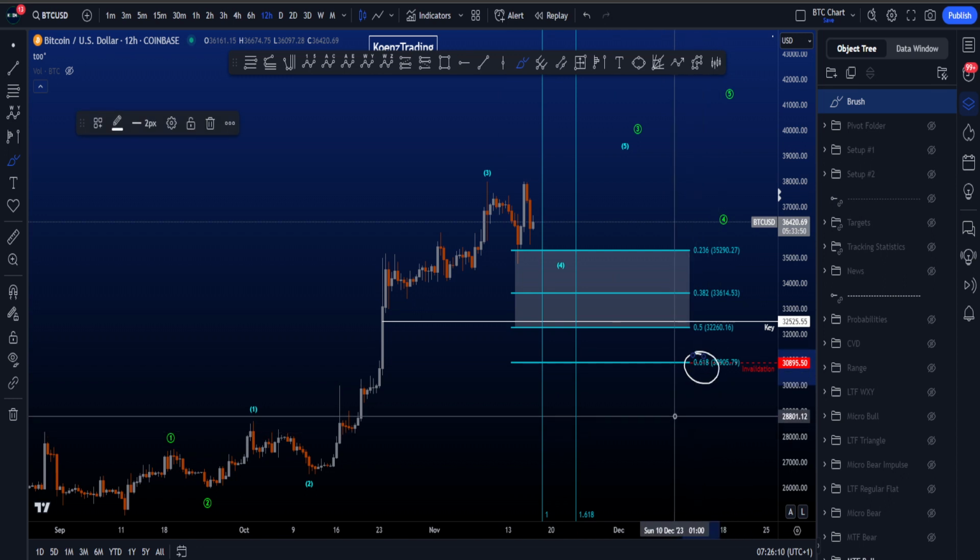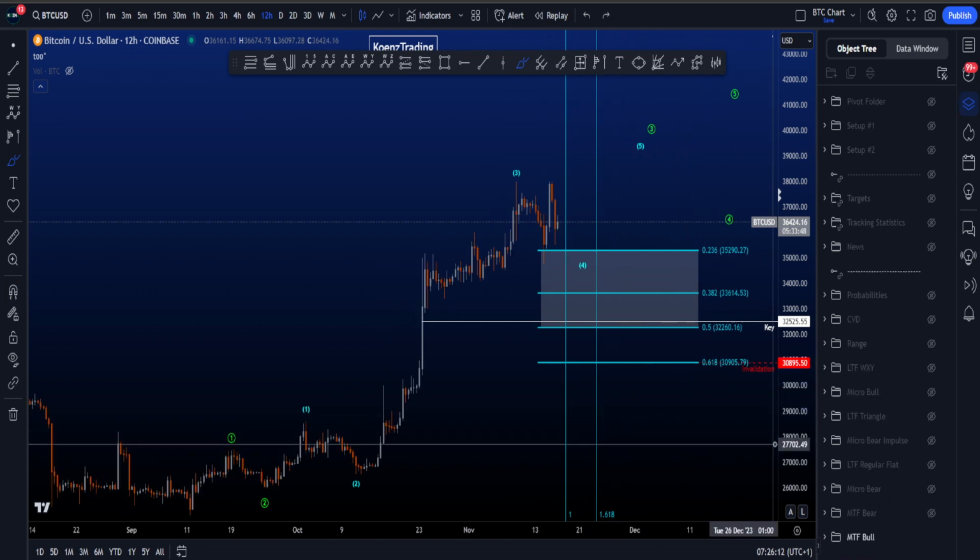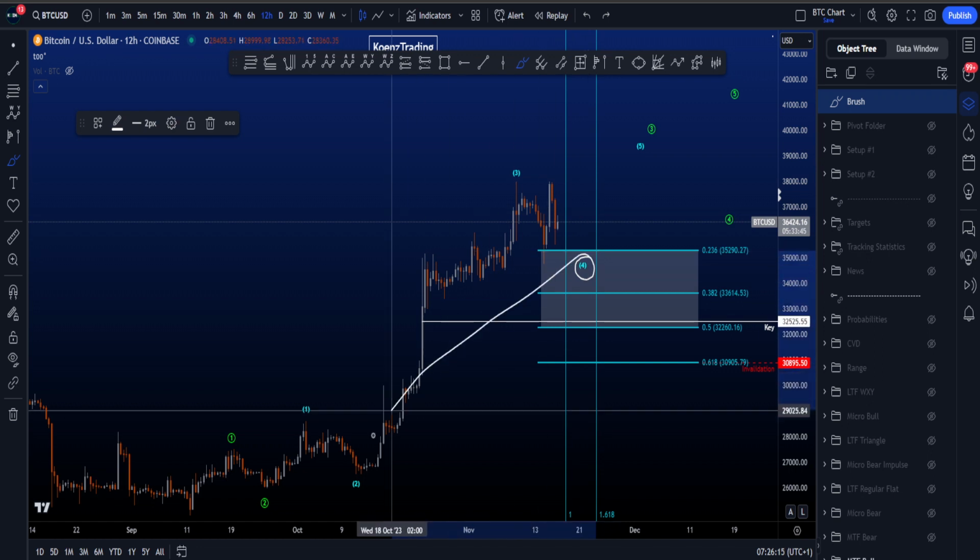move towards the golden pocket over here at 30.9k. Time-wise, a wave 4 tends to be longer than a wave 2.